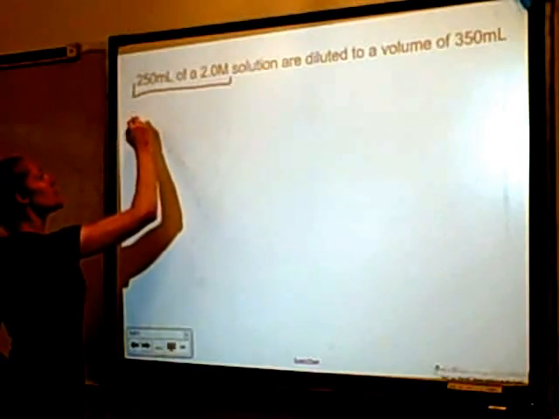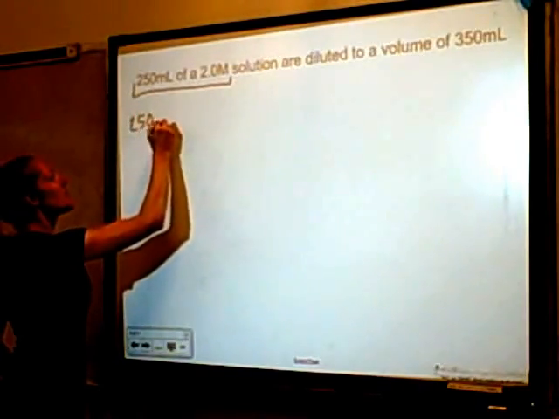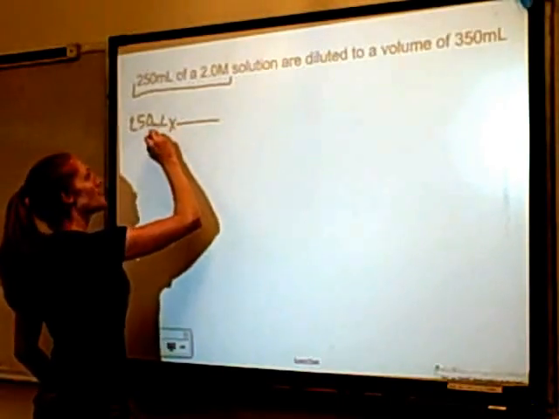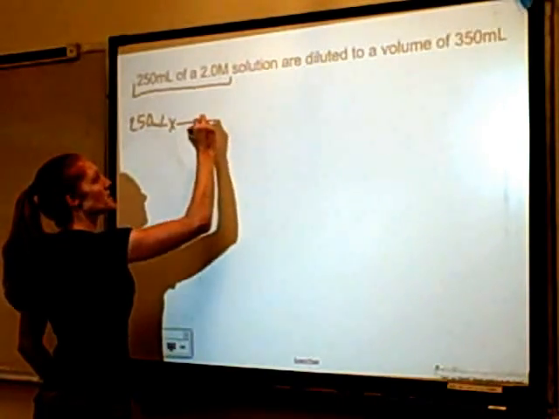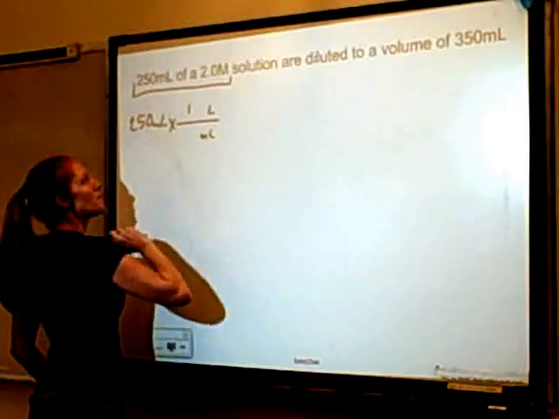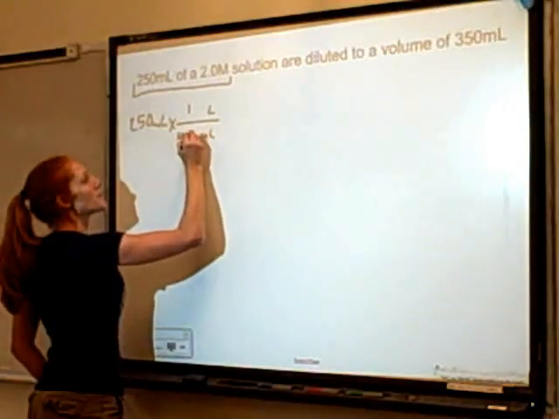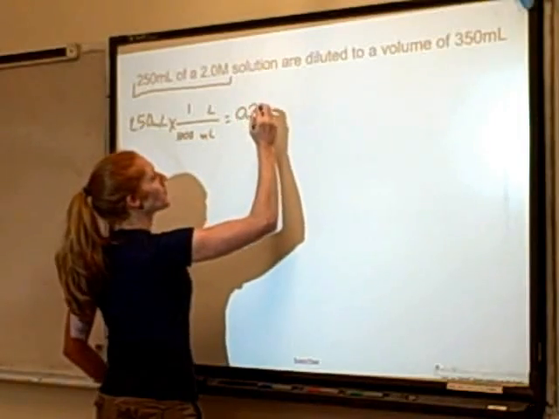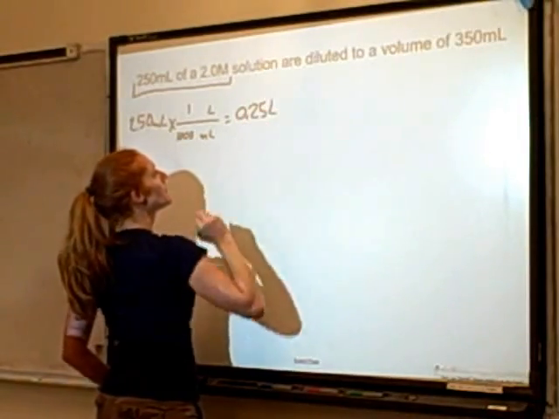So I have 250 milliliters. Molarity is dealing with liters. So first thing I need to do is I have milliliters, let's turn that into liters. If I have 1 liter, I have 1,000 milliliters. So I have a quarter of a liter, 0.25 liters.